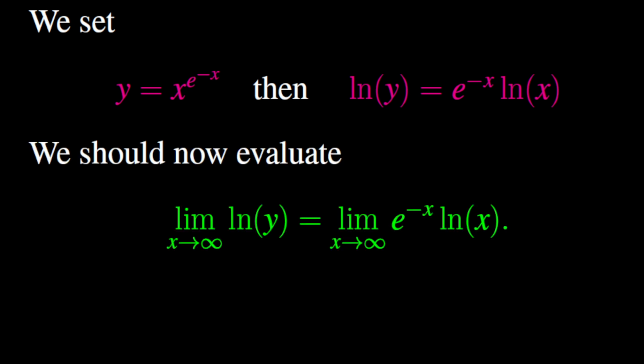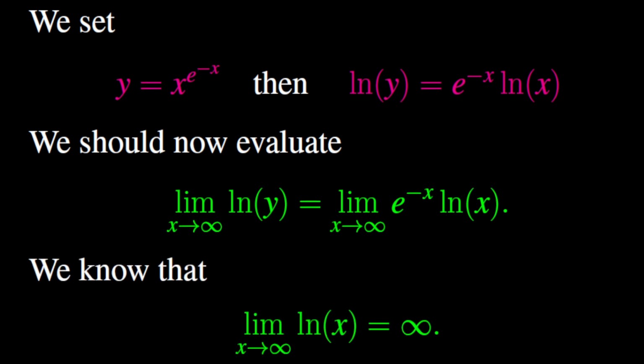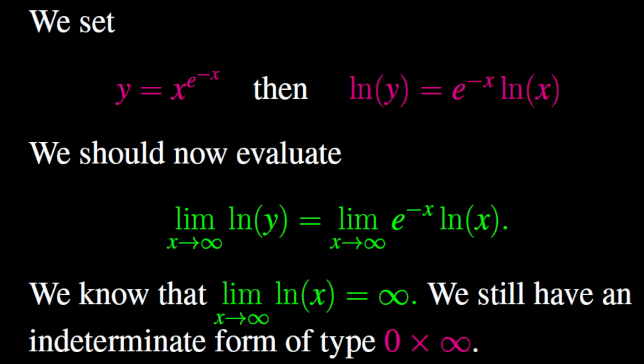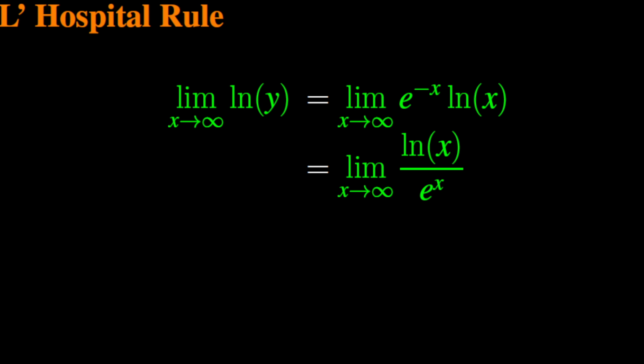The new problem we should study is the limit as x goes to infinity of log of y, which is equal to the limit as x goes to infinity of exponential of negative x times log of x. However, we know that the limit of log x as x goes to infinity is infinity. This is still an indeterminate form of the type 0 times infinity. In fact, in order to solve this type of indeterminate form, we need to use the L'Hospital rule. However, this rule primarily applies to the case of 0 over 0, or infinity over infinity.